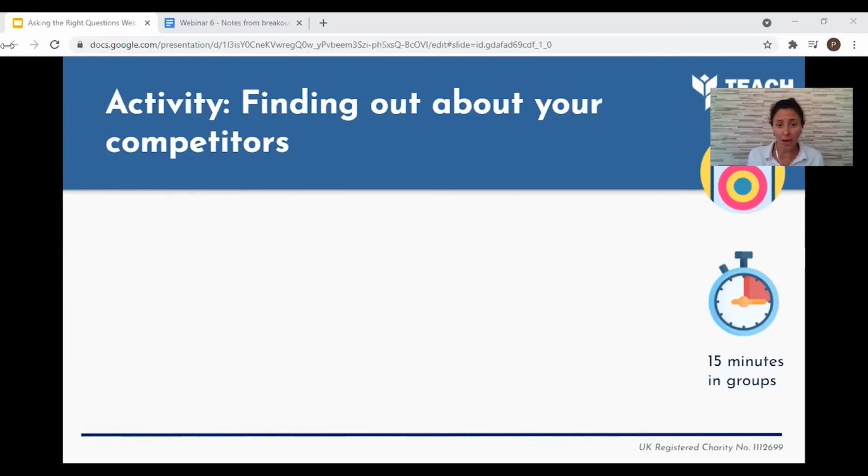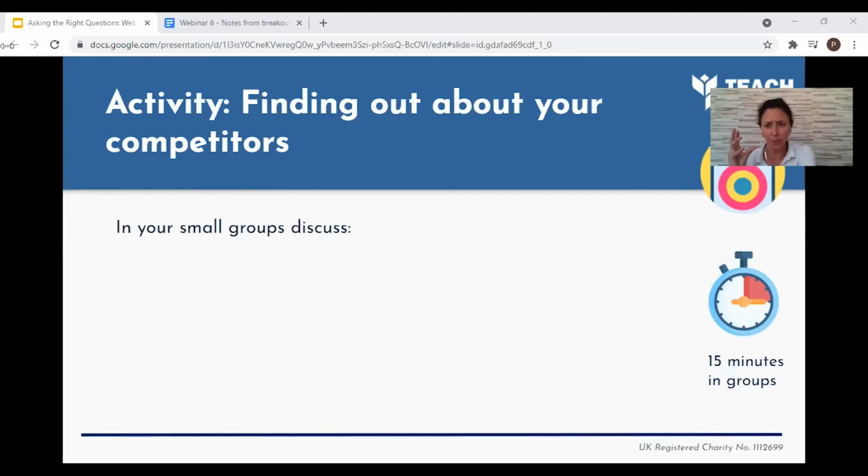So we are going to do another activity in breakout rooms, but in smaller groups again. I'm going to shorten the time because I'm aware of the time at the moment. So rather than 15 minutes, I'm going to give you 12 minutes. And we would like you to think about how you could discover information about your competitors.